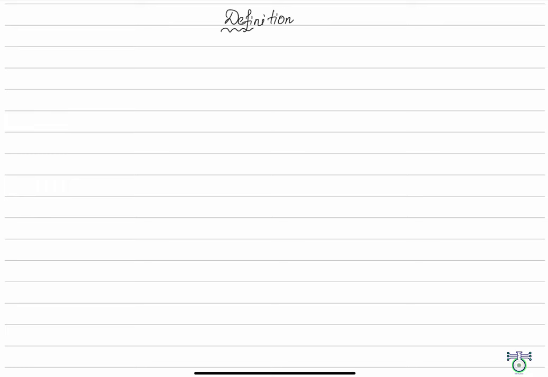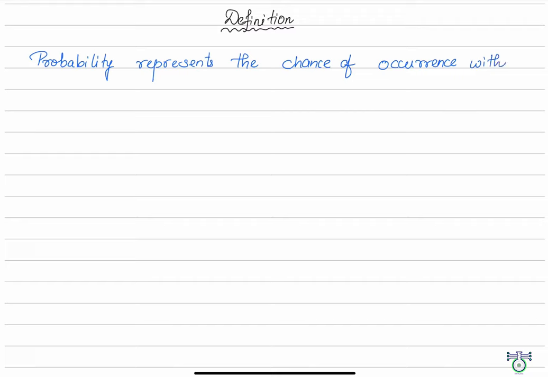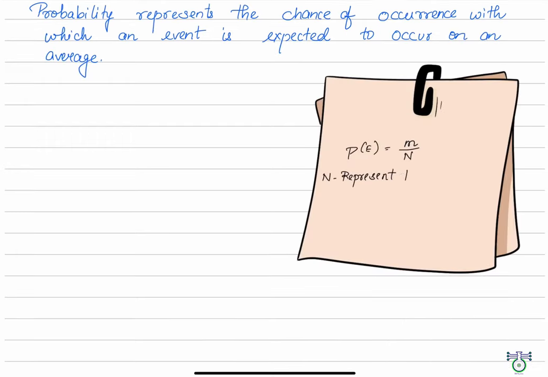Probability is a measure of the likelihood or chance that a particular event will occur, which means it is often expressed as a number between 0 and 1, where 0 represents an impossible event and 1 represents a certain event. The formula for probability is as follows.